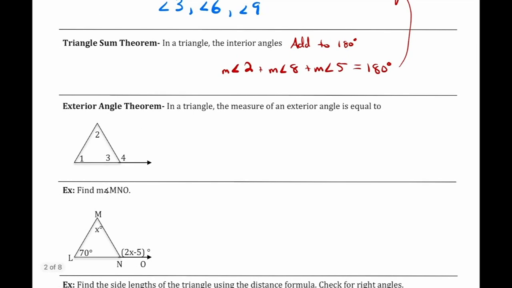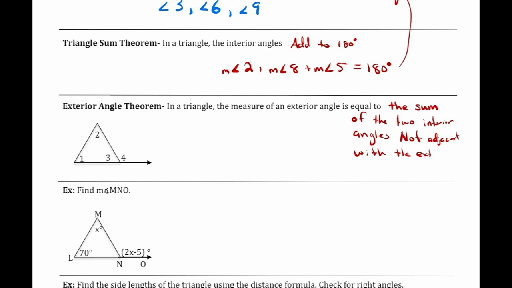Exterior angle theorem. In a triangle, the measure of the exterior angle is equal to the sum of the two interior angles not with the exterior, also known as remote interior. So let's take a look at this. So we have our exterior angle here. So that's our exterior angle. And our interior angles are angles 1, angle 2, and angle 3. Those are the 3 interior angles.